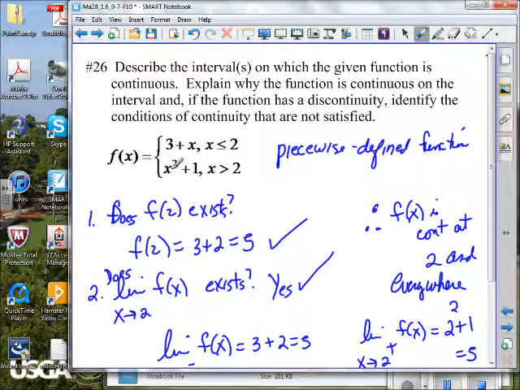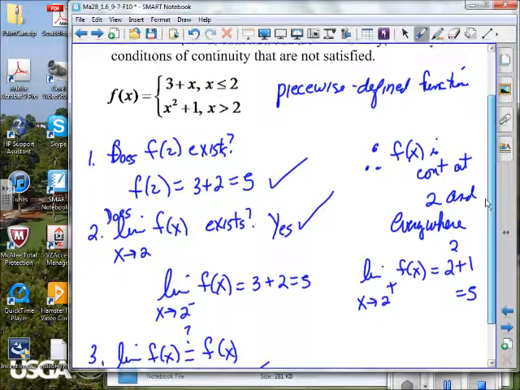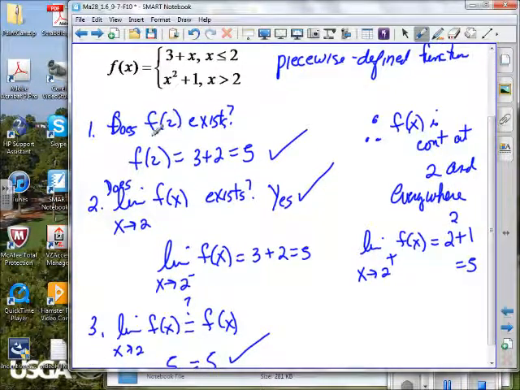By itself, it's a nice polynomial function, continuous everywhere, but I can only use inputs less than or equal to 2 for this piece of the function, and I can only use inputs greater than 2 for this piece. So where's the weak point? Where's the possibility of being discontinuous? At 2. So we have to look at that and put it through its paces.